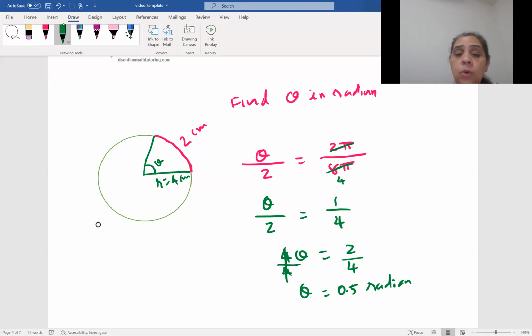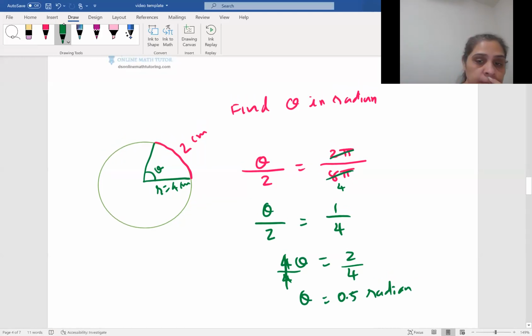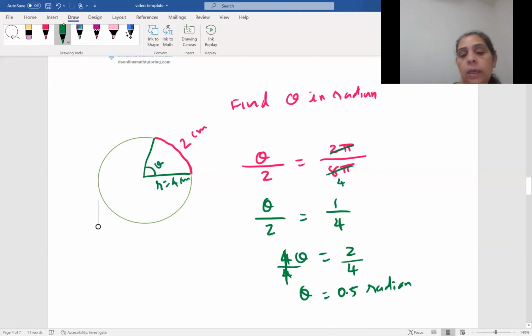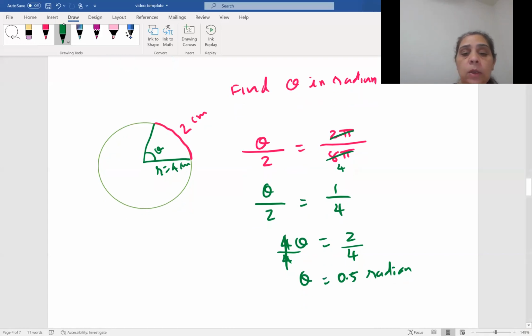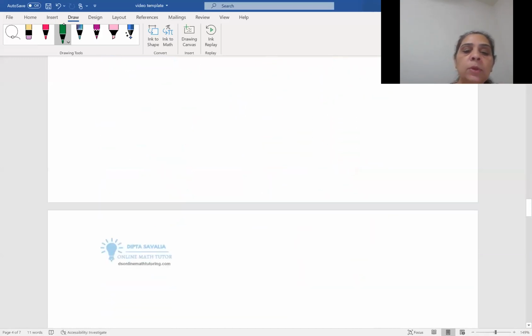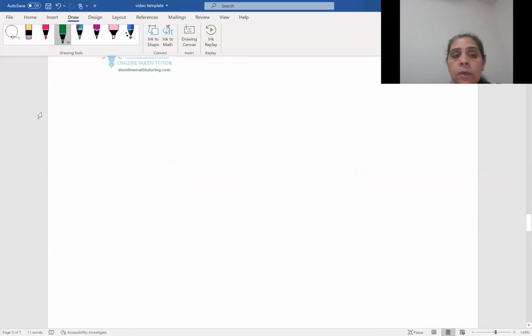Whatever is given, you have to have 3 different pieces of information. You can have the angle of the sector and the arc length, and then you can find the radius. Also, if the radius is given and the arc length is given, then we can find the angle. Now we will talk about sector area.